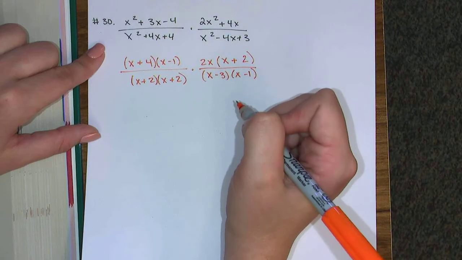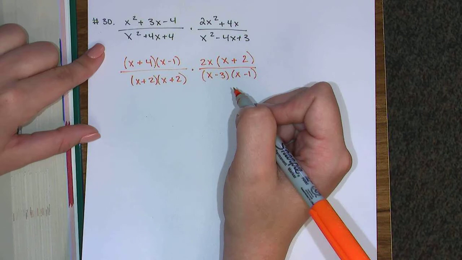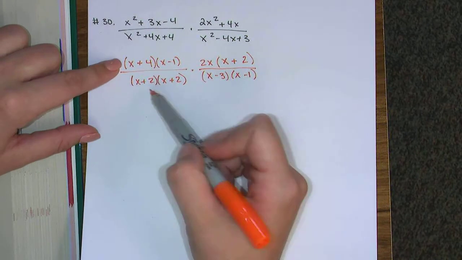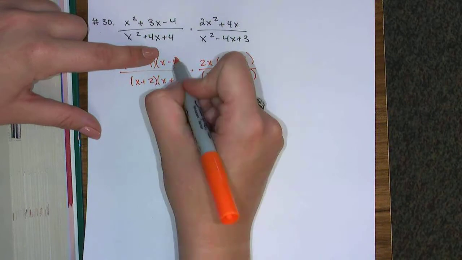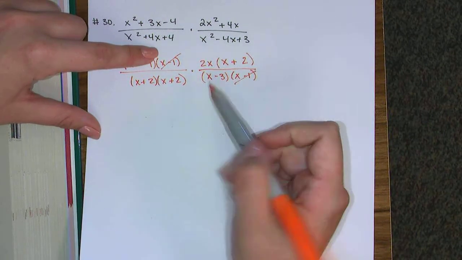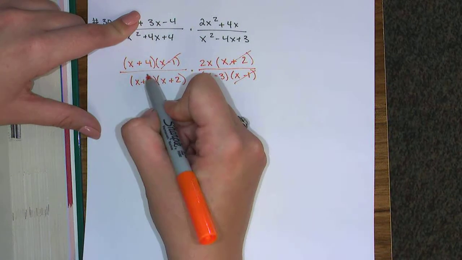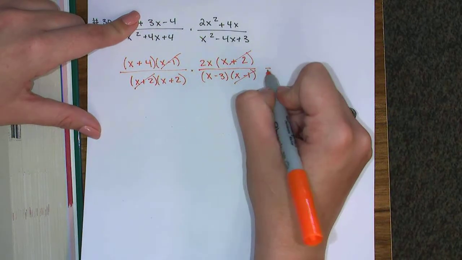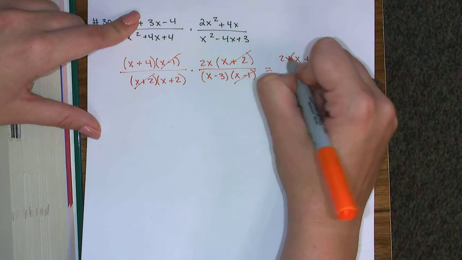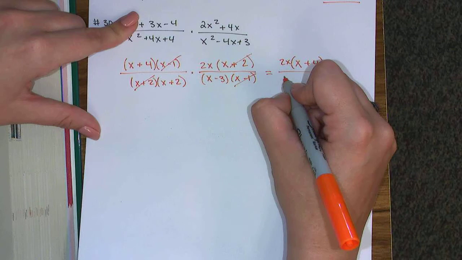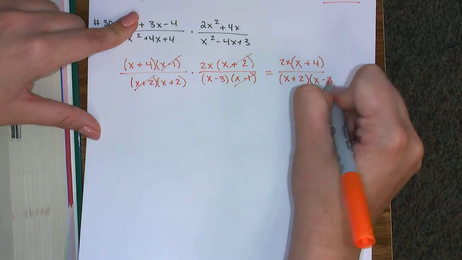So now I have everything factored, so now I can go through and cancel stuff. I don't have anything for the x plus 4 on the bottom. X minus 1, I do have an x minus 1, so I can cancel those. I don't have just a 2x, but I do have an x plus 2, so I can cancel those out. So this leaves me with x plus 4 times 2x over x plus 2 times x minus 3.